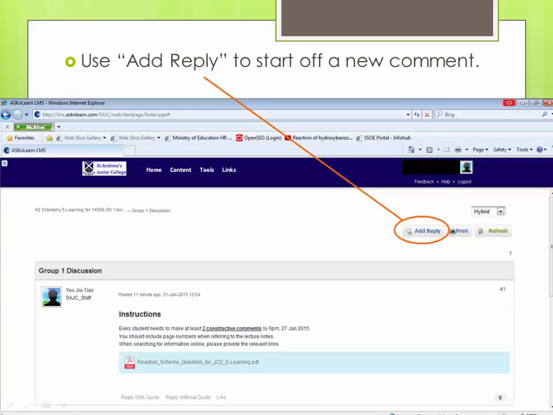You need to click on add reply to start off a new comment. Let's say you are the earliest one who started, so you are the first one to post. Click on add reply. So you say, I think for question 1, the answer is so and so. Then you write it down.